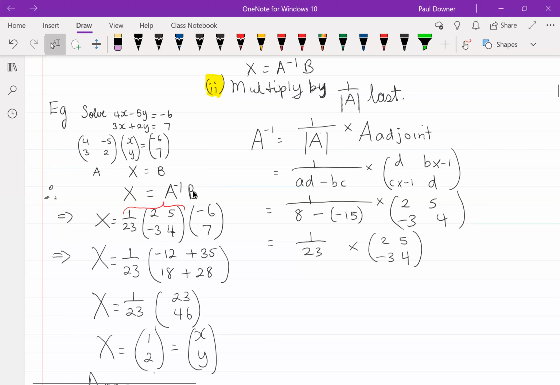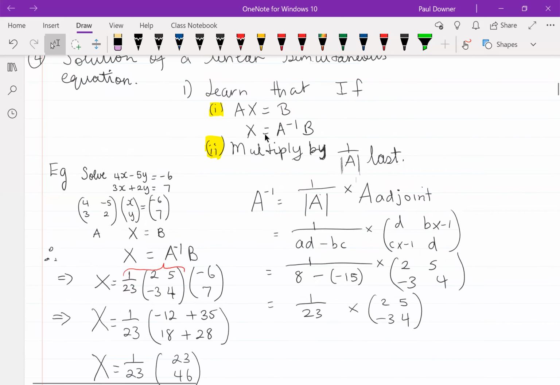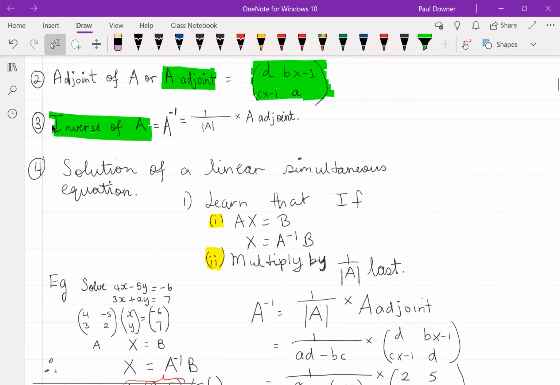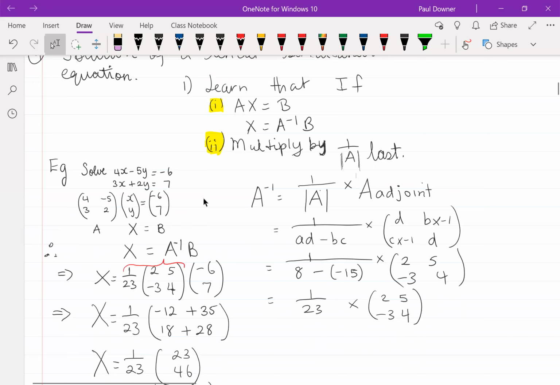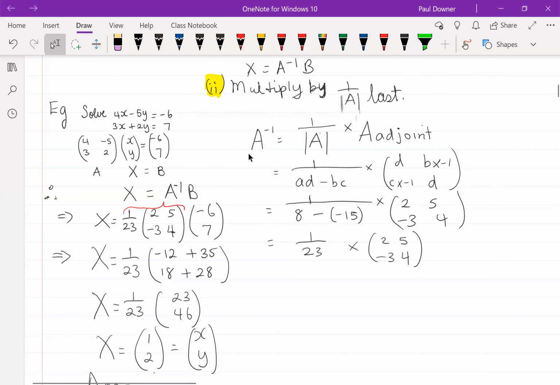How do we get the inverse? Well, from up here, item 3, the inverse of a matrix, A to the minus 1, is obtained by putting 1 over the determinant of A and multiplying it by the adjoint. So that's what we're going to do. We're going to find this inverse here by putting 1 over the determinant of A and multiplying it by the adjoint of A, or A adjoint.